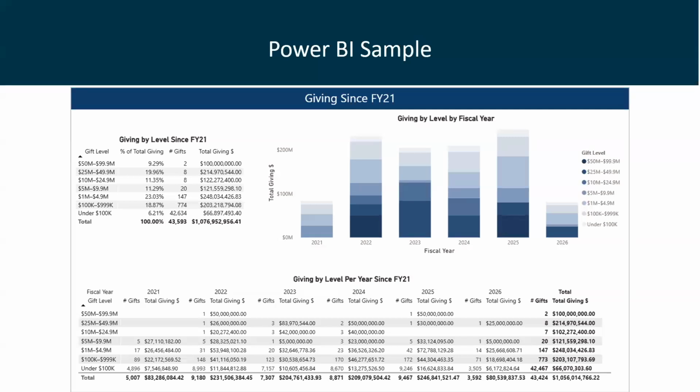You can, with all of these, put slicers in. So let's say that for your Power BI piece here, you wanted this only to look at a certain fund. Well, as long as you've exported all that fund information along with your gifts, you can put in what are called slicers that can filter the data just like that. It'll change, and they'll all change at the same time.